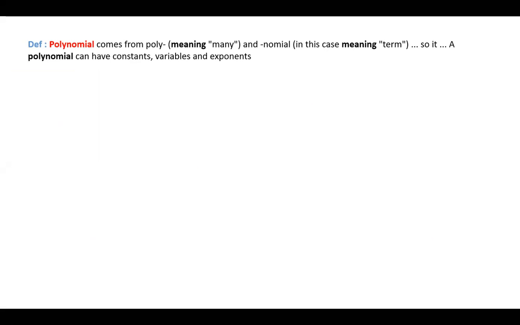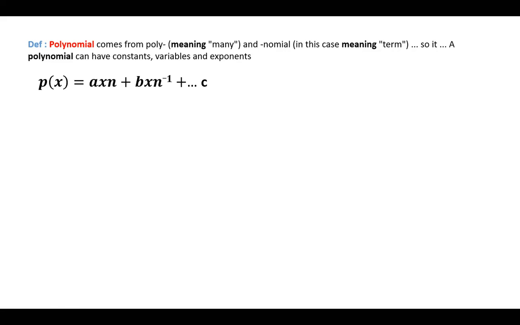First you need to know what a polynomial is. The word polynomial is made up of the words poly and nomial. Poly simply means many, and nomial in this case means term. So in other words, we're talking about a function with many terms. A polynomial can have constants, variables, and exponents.